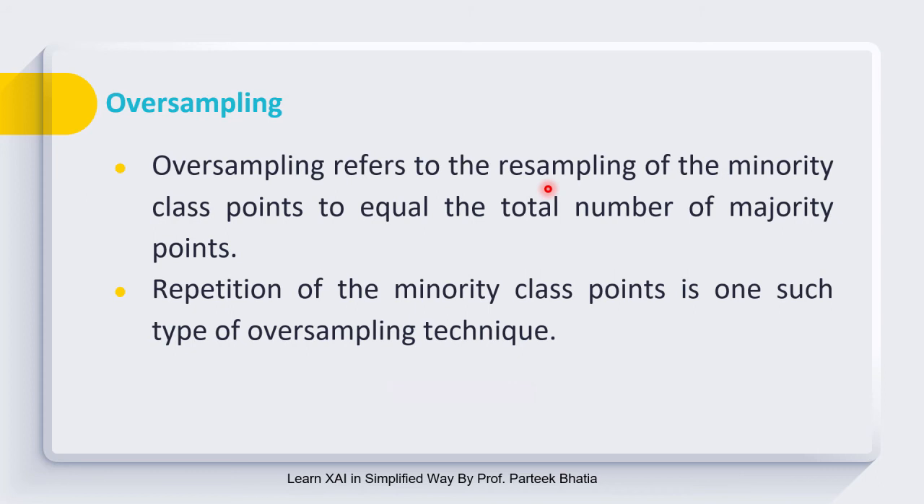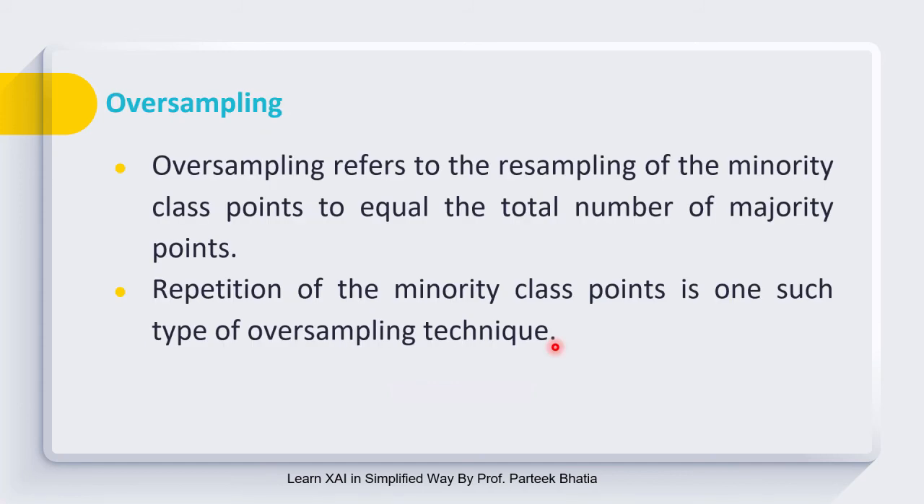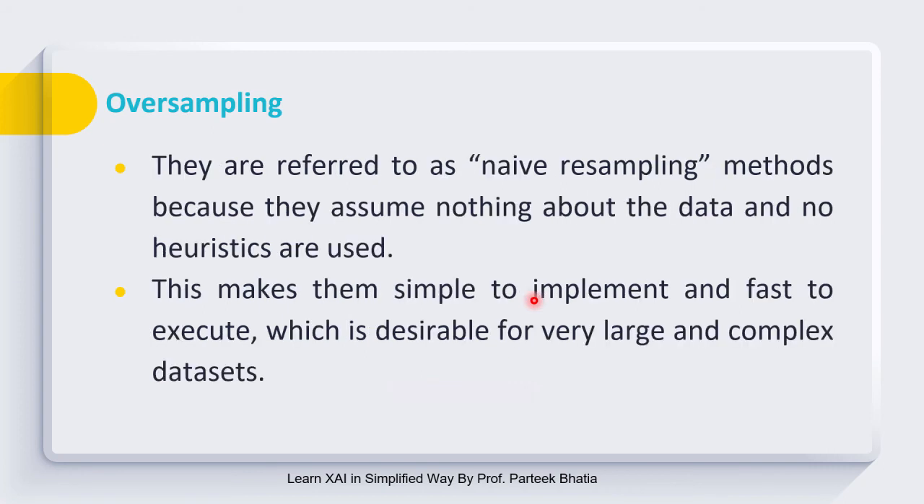Oversampling refers to resampling of the minority class data points to make it equal to the total number of majority points. As in our example, we have 250 records in the minority class, while in the majority class we have 4861 records. So oversampling means that we have to randomly generate more records for the stroke class to make it equal to the number of records for no stroke, that is 4860. The major task of the oversampling technique is to generate more records for the minority class by using repetition. This is also called naive resampling.